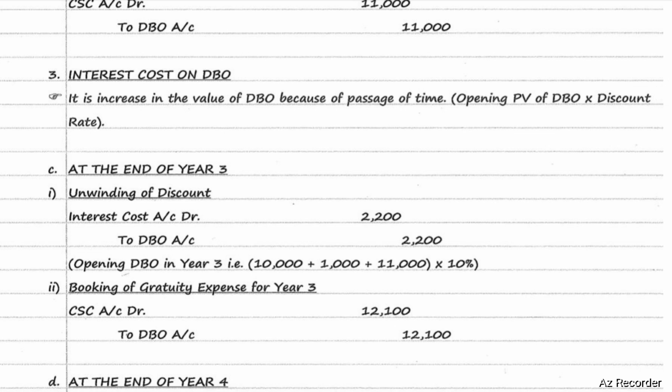At the end of the year 3, we need to unwind the discount. The entry will be interest cost account debit to DBO. That is 2,200. How 2,200? 10,000 plus 1,000 plus 11,000 into 10%. We will get the interest cost. It will be charged to P&L account as employee benefit expense. Booking of gratuity expense for year 3. Current service cost account debit to defined benefit obligation account 12,100.